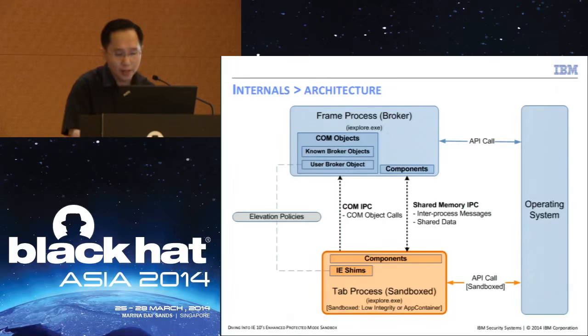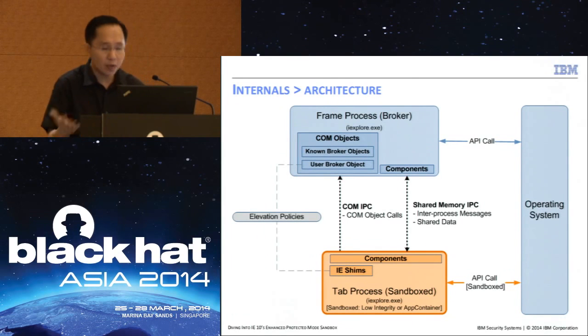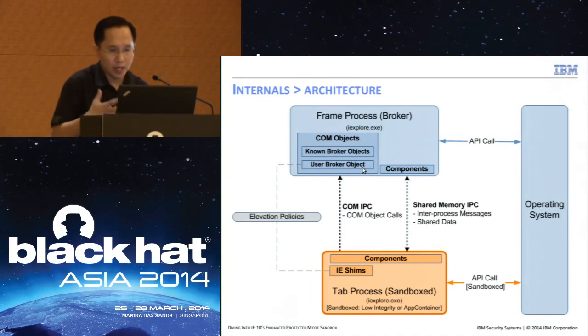Through API hooking, the IE shim mechanism provides a compatibility layer for browser extensions to run in a low-privilege environment. For API calls that would result in the execution of a process or a COM server, IE shims looks at the elevation policies to determine whether to forward the launch-type API calls to the broker so that the broker will call the API on behalf of the sandbox process.